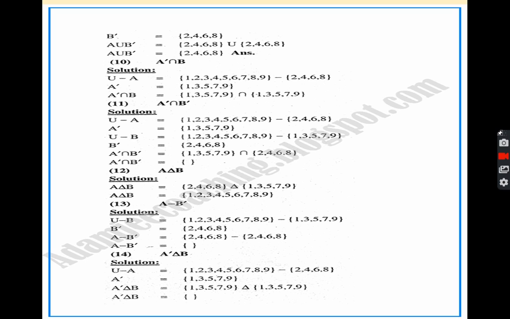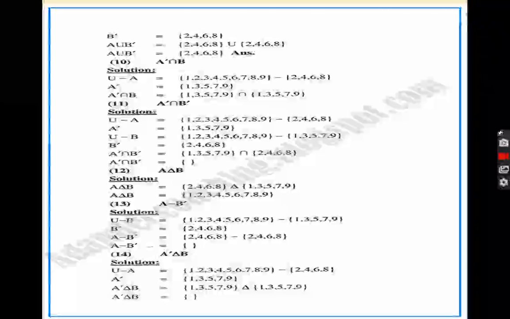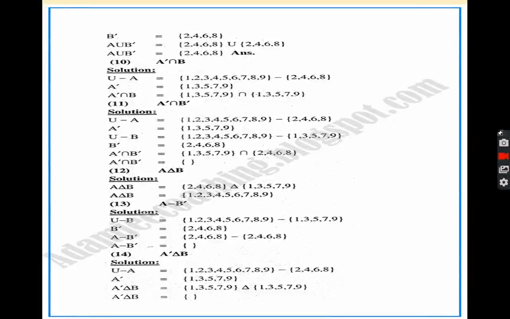Now we are intersecting both sets: A complement intersect B complement. So now we are putting the value of A complement, 1, 3, 5, 7, 9, intersect the value of B complement, 2, 4, 6, 8. The answer of this question is null.